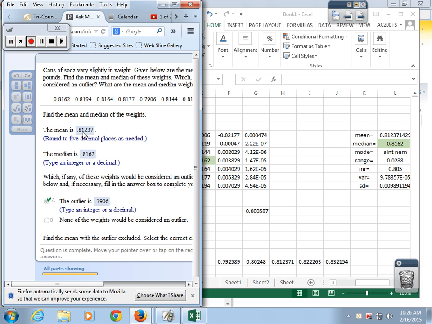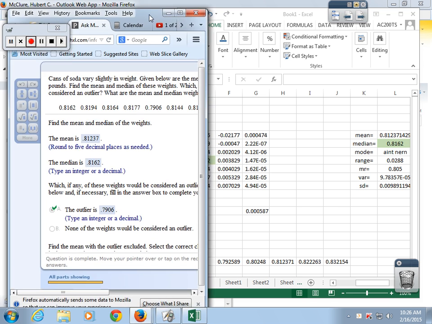All right, our mean is 0.81237, which says find the mean, round to 5 decimal places. So that's right. 0.8162 is our median. What does that mean? What can you tell me about the data? It's pretty tight, isn't it? In other words, there's not a lot of slop in it. There's not a lot of variance.